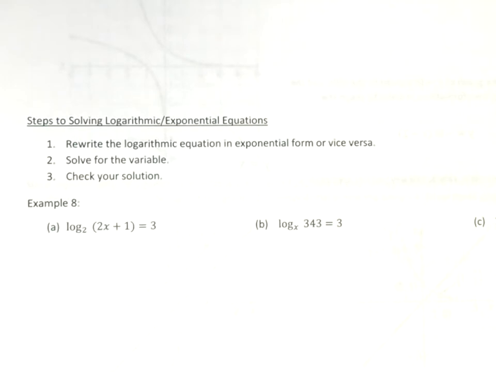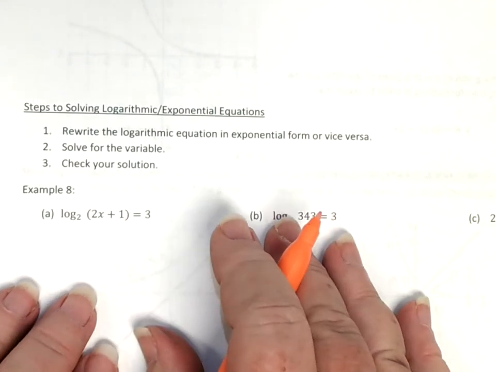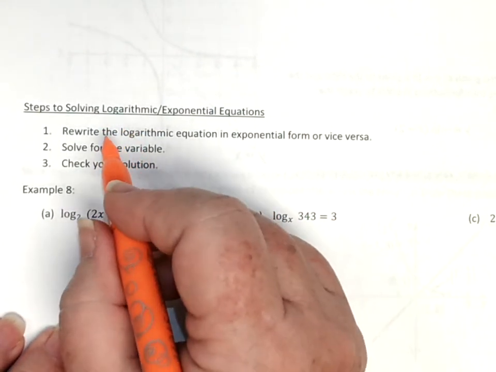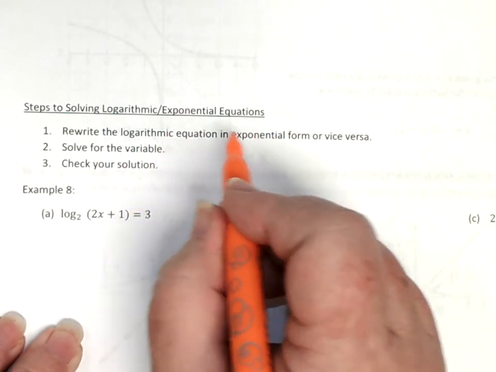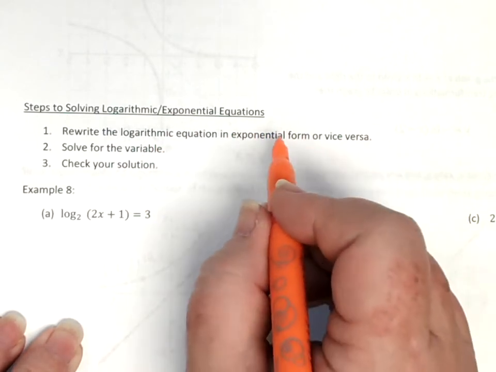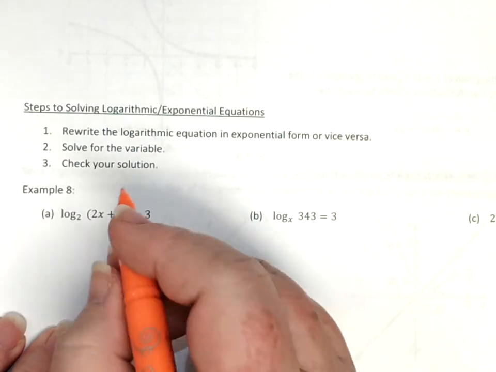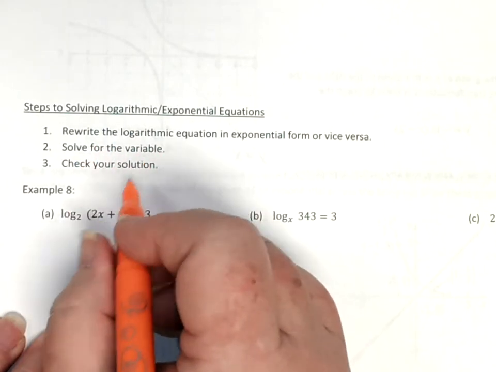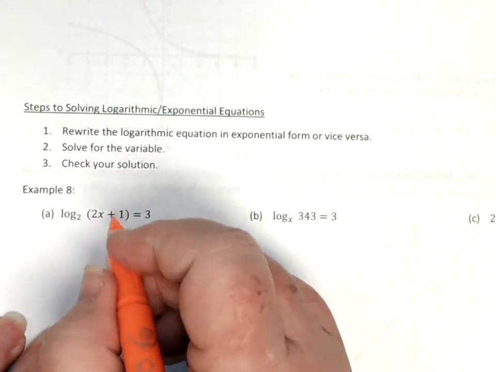All right, let's keep solving. We're just going to get a little more complex. Let's take this problem and rewrite it either from log to exponent or vice versa, which means we might start with exponent and go to log. And we're going to solve for the variable x in this problem right here.